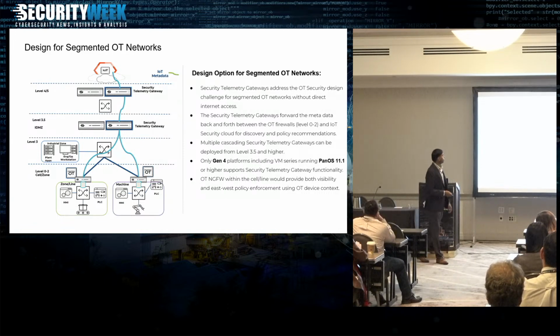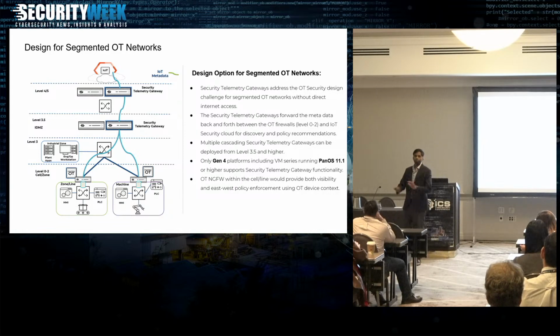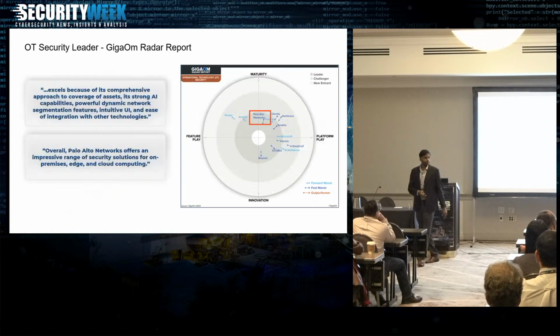This is mainly supported on Gen 4 platforms. You don't need to upgrade any of your OT firewalls, right? This is only for the telemetry gateways which are sitting in level 3.5 and level 4 and 5, right? For the rest of your OT network, you can work as is. They don't have any internet access. They just sit in the OT network and just provide visibility.